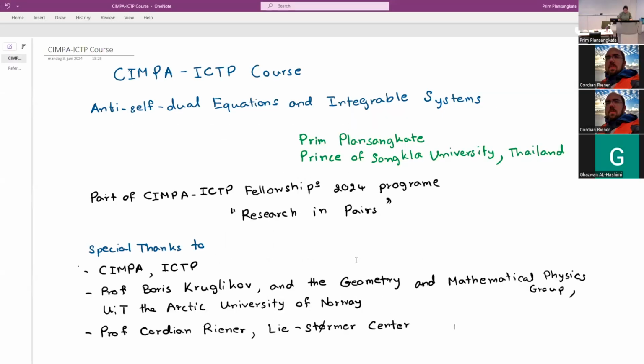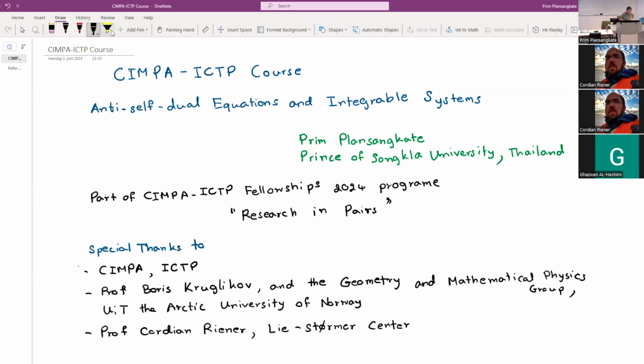So hello, and this is a simple ICTP course on dual equations and integrable systems. It is part of the simple ICTP research in past fellowships.